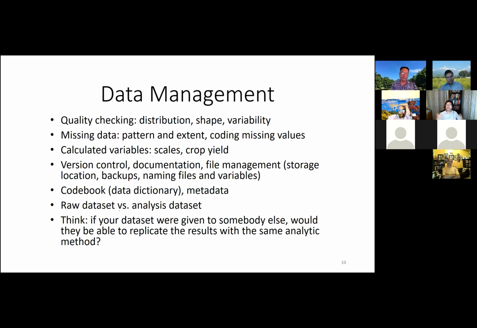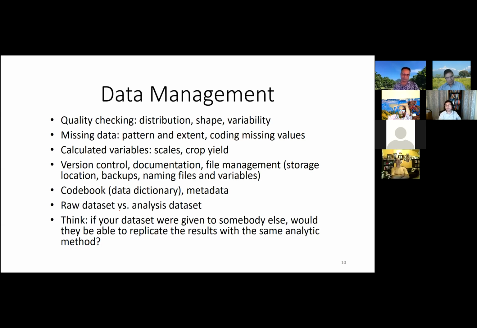That's a good practice. So as a student of agricultural research, or a statistical analyst, that always would be a good practice, right? So the thought would be, if you prepare your analysis data set and you have your codebook or the documentation, and if you hand over that data set to somebody else, would they be able to replicate what you found using the same method? So that would be the key idea, right?